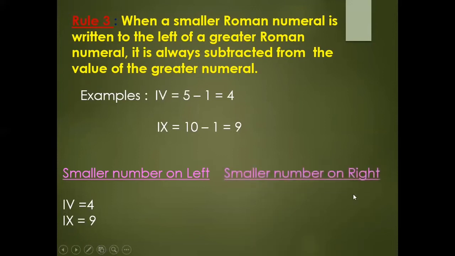Smaller numeral on the right hand side. So it will be VI, that is 5 plus 1 will become 6. XI, that is 10 plus 1 will become 11.